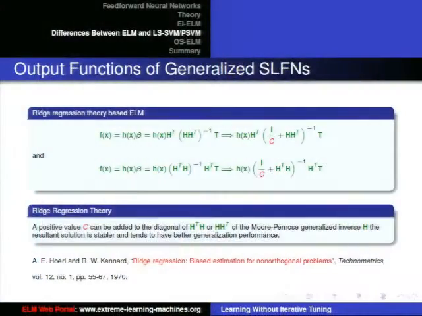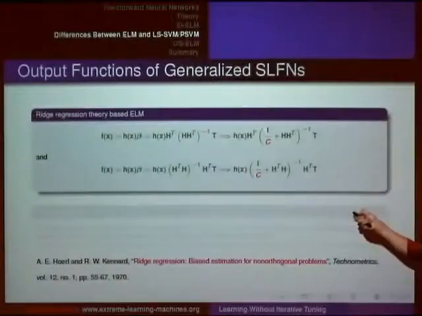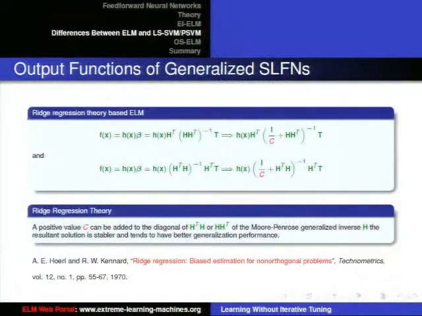But we mentioned before, from the ridge regression theory point of view, in order to get a stable solution in calculating the pseudo inverse, we had better introduce the so-called regularization parameter, added to the diagonal entries. So add I over C here, for both the left pseudo inverse and the right pseudo inverse. After you get this, then what happens?